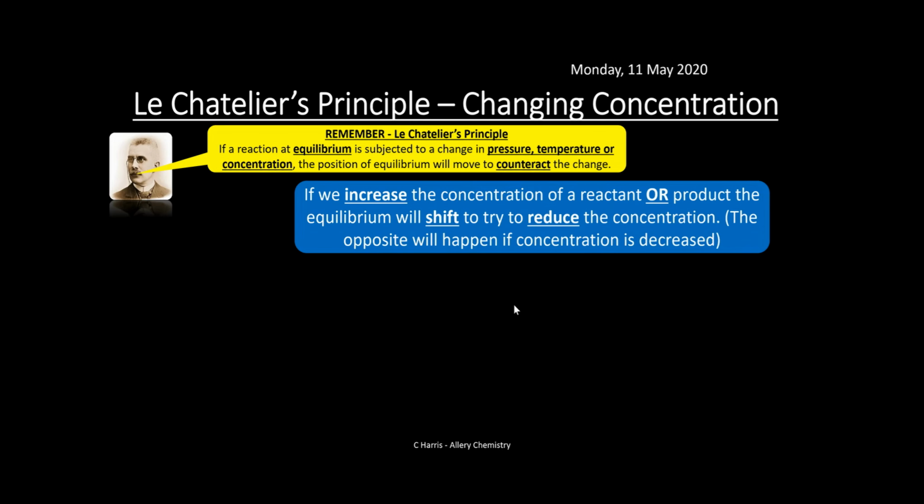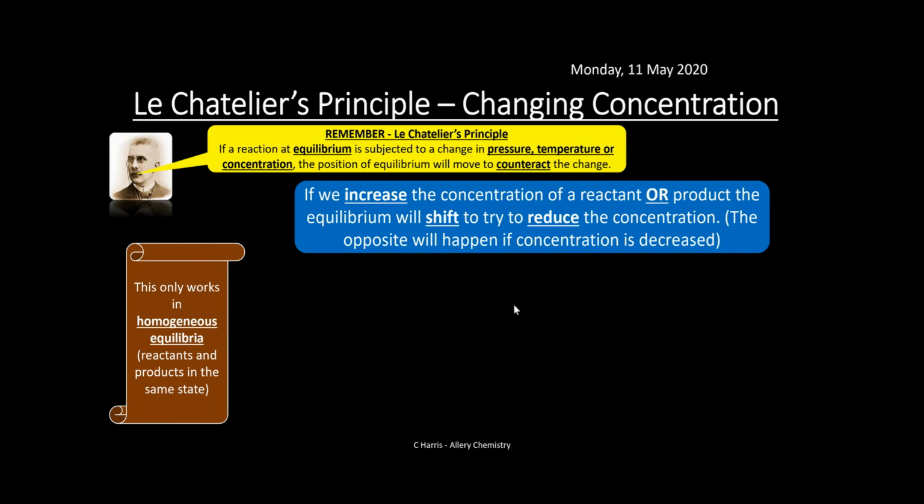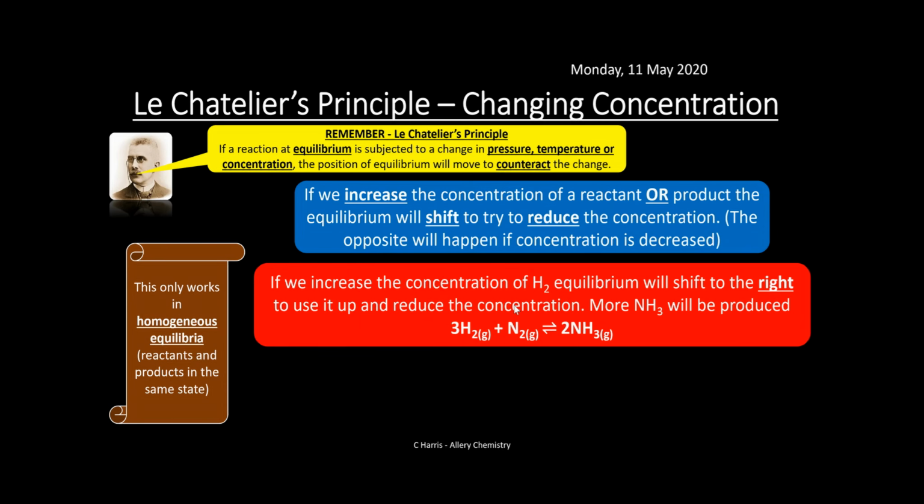We're going to look at some different examples here, and the first one is concentration. This only works in homogeneous equilibrium. Remember, that's if the reactants and products are in the same state. We're going to look at the same reaction, the Haber process. It's the manufacture of ammonia, which can be used in fertilizers in the agricultural industry. If we increase the concentration of hydrogen, equilibrium will shift to the right to use it up and reduce the concentration, and so more ammonia is produced.